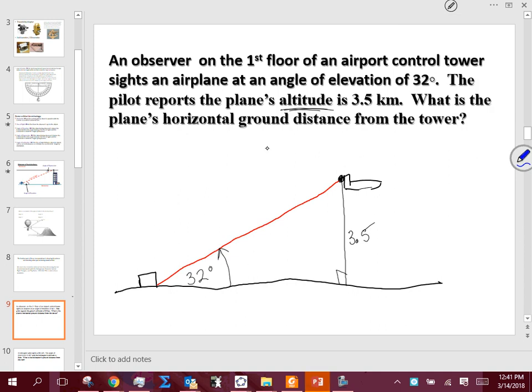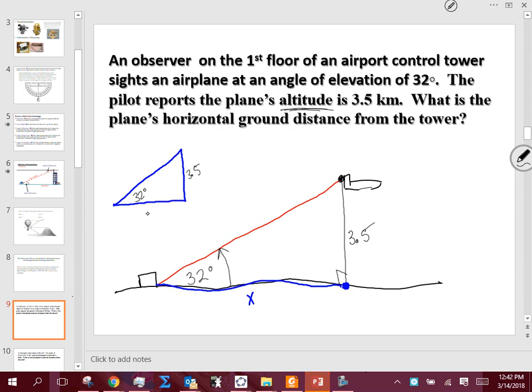Now, the next part is where we're actually getting into the question. It says, what is the plane's horizontal ground distance from the tower? What that means is if there is a person directly underneath the airplane, how far do they need to walk to get to the tower? So that's the horizontal ground distance. Is that okay with everybody? I'm going to call that X. Hopefully you see it. I'm just going to eliminate the graphics of this.